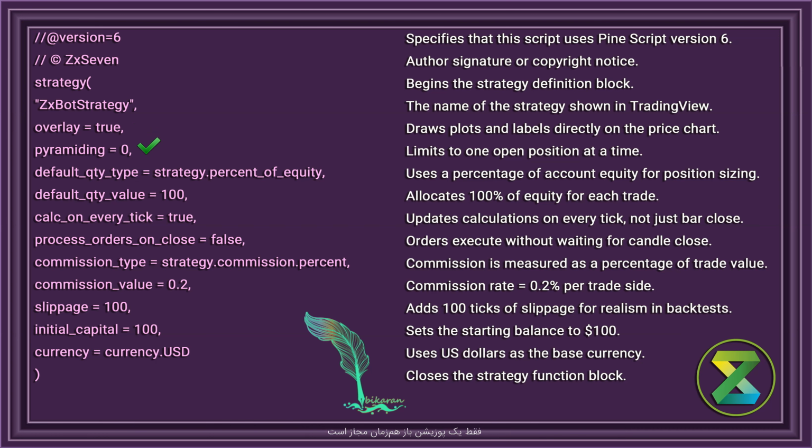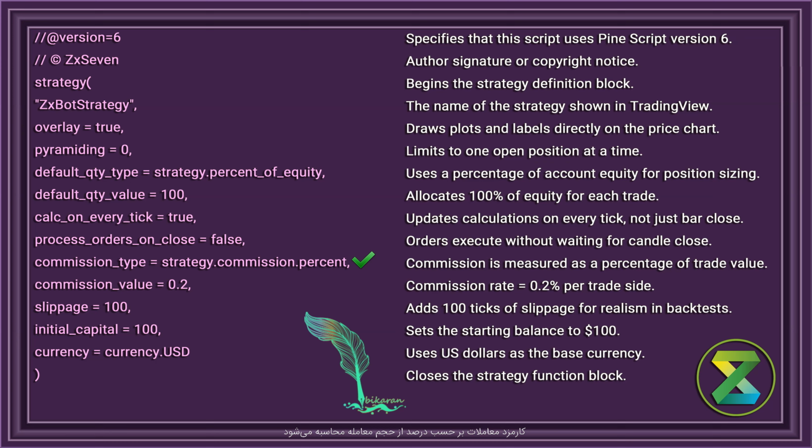Limits to one open position at a time. Uses a percentage of account equity for position sizing. Allocates 100% of equity for each trade. Updates calculations on every tick, not just bar close. Orders execute without waiting for candle close.